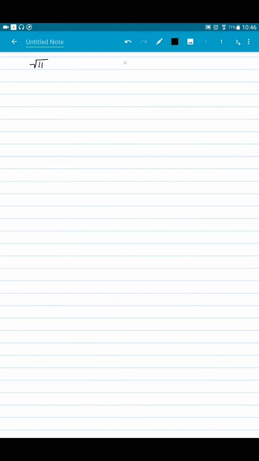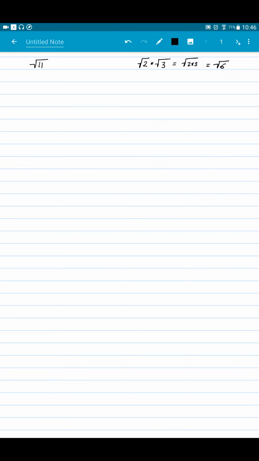Now the method we're going to be using is based on what we already know: the square root of a number times the square root of another number is the same as the square root of the product of those numbers, like so. But we're going to be working the other way.